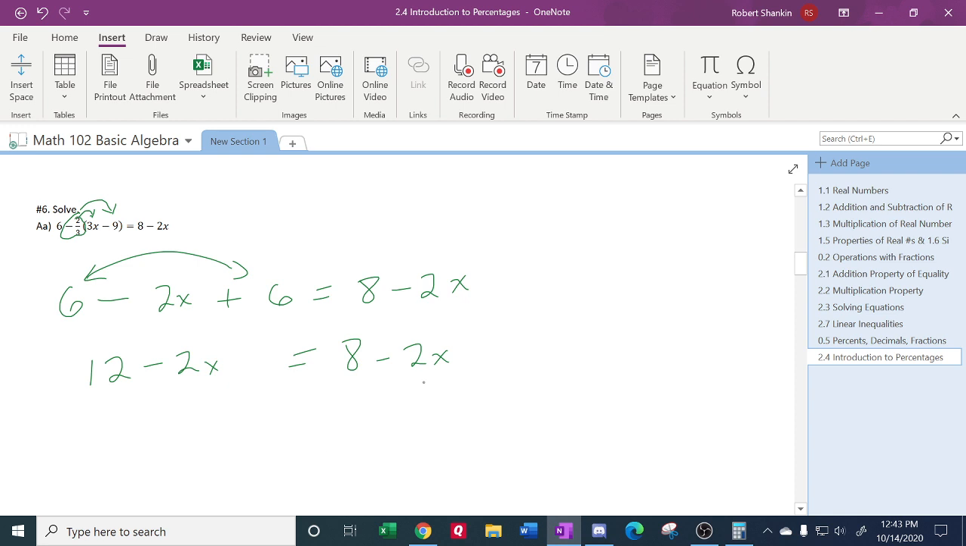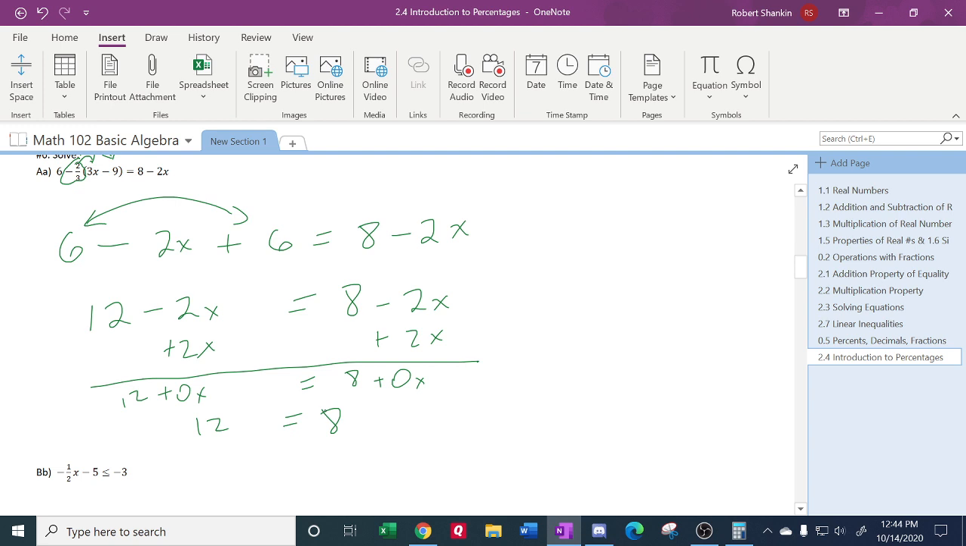Now I'm going to bring all the x's over to the left. And after this I'll bring all the numbers to the right. But something surprising happens. All the x's cancel out. I get 12 plus 0x, 8 plus 0x. 0 times x is 0, so this is really 12 equals 8. And then, the big question that comes to mind is, is the answer 12 or is the answer 8? Which one of these is it?